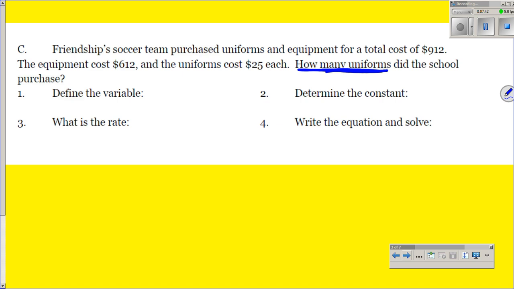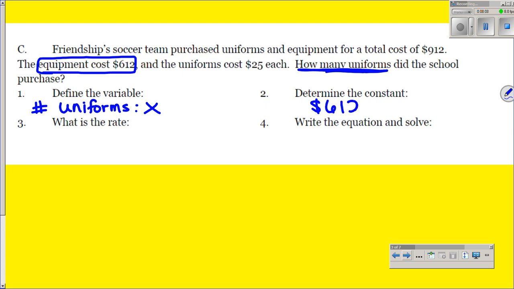So we're going to say our unknown is uniforms. It's actually the number of uniforms, and I'm going to stick with the variable X. Okay, they're going to buy some equipment, but they're only going to have to pay that cost one time. So the equipment cost is going to be a one-time payment. So that's going to be our constant. So they're going to pay that $612 once, and then they're going to have to pay the rate, $25 each per uniform. So understand, this is your slope, this is your y-intercept.